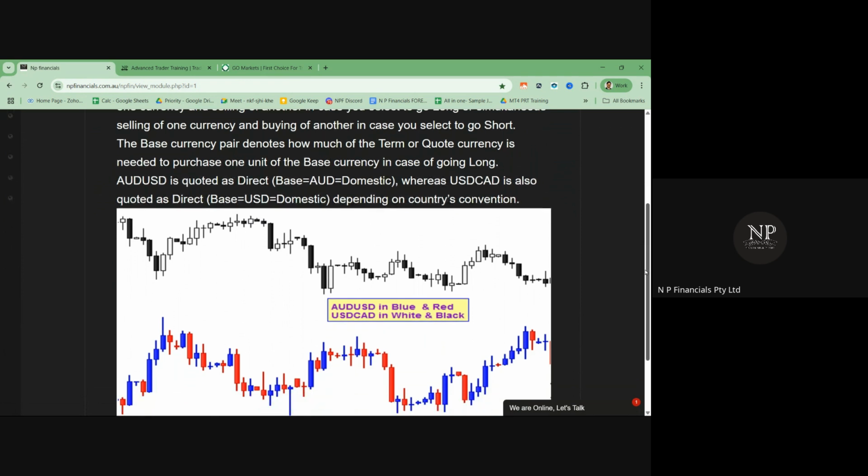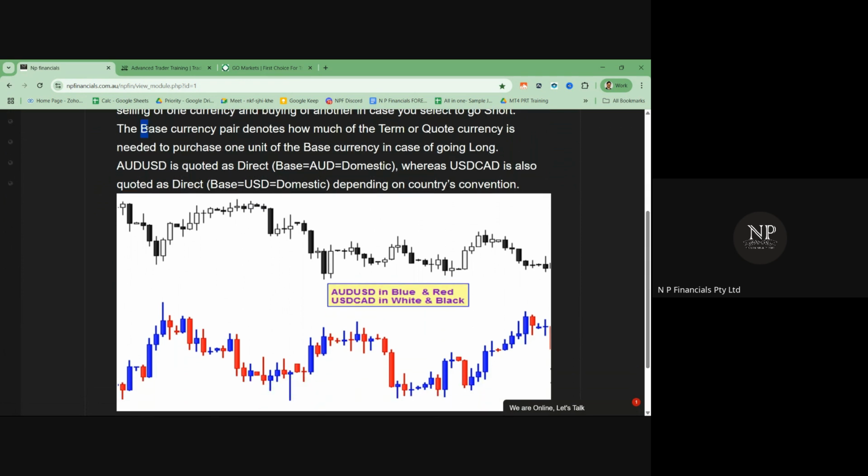Second function, write it down. The second function of the base currency is to denote how much of the term or quote currency is needed to purchase 1 unit of the base currency. That's a little bit confusing. It means that the base currency is always 1. So for that 1 unit, how much term currency is required?